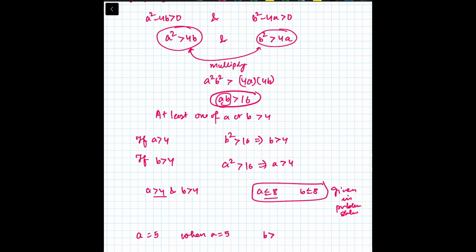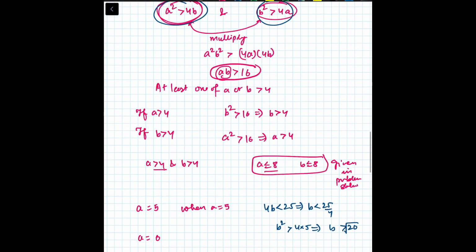If a is 5, then from here you have 4b less than 25, so that gives you b less than 25 by 4. And from here you have b square greater than 4 into 5, so that gives you b greater than square root of 20, right? So square root of 20 is 4.47 and this is 6.25, and because we are looking for integers, the integer between 4.47 and 6.25, b can take values 5 or 6.